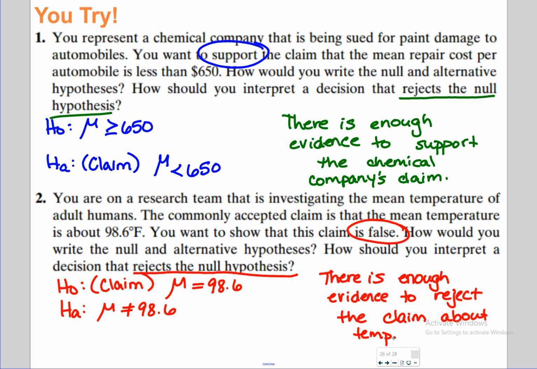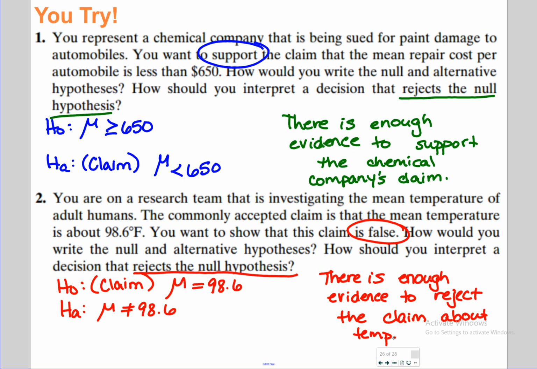Okay, and this time we use the word reject because the claim is the null hypothesis, and that's what we're making the decision on. So if my math tells me reject the null, that's my claim. We're rejecting the claim. We're saying the claim is false. Yes? Why did you say, for the alternative that the mean doesn't equal 98.6 instead of it is less than?